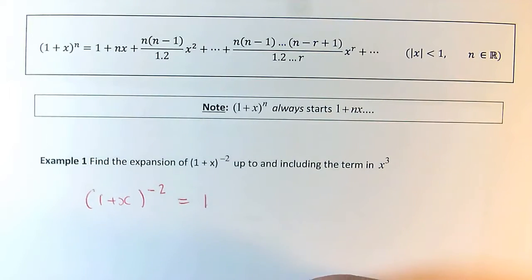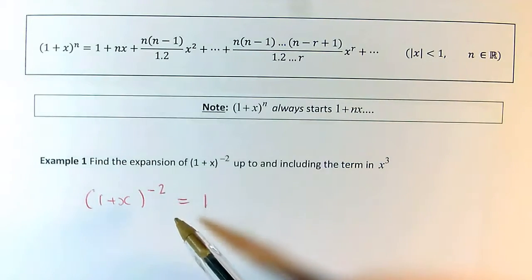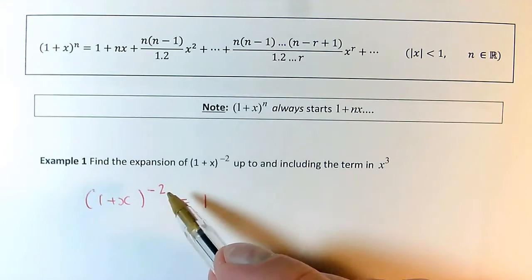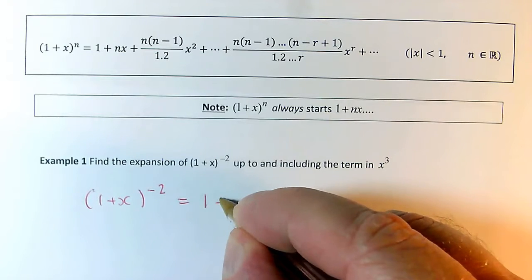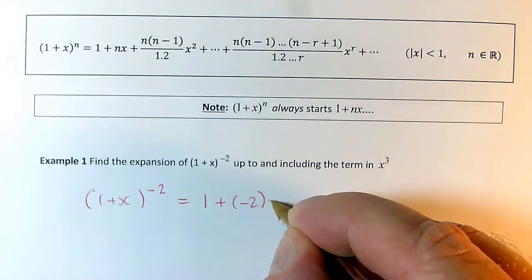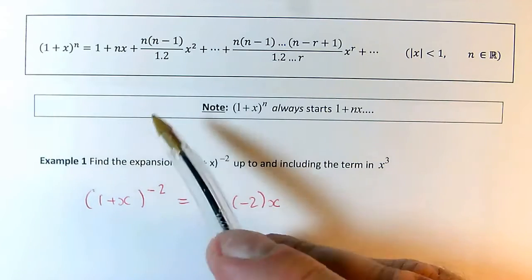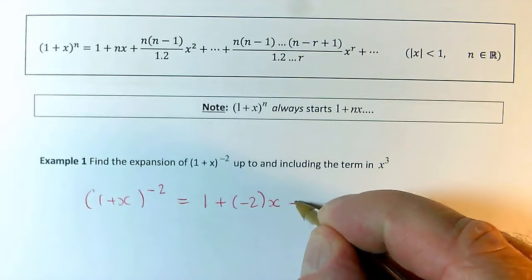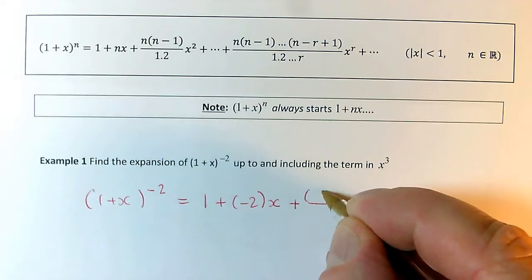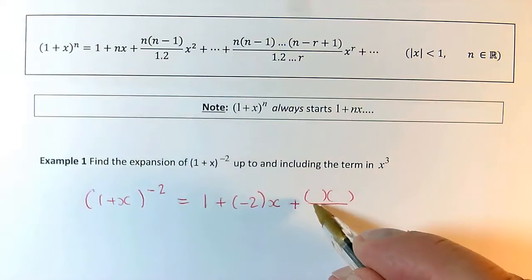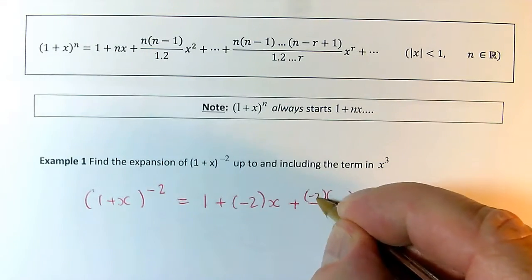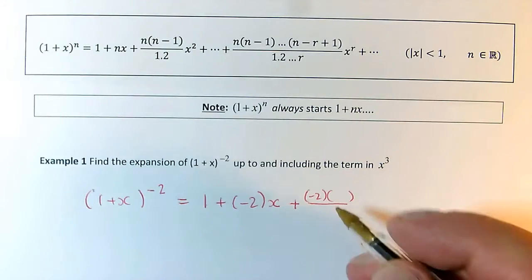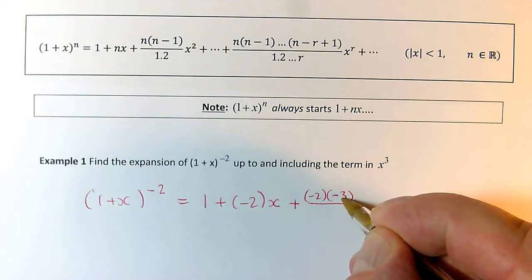The starting term is easy, it's 1. The next term is n times x. My n is minus 2 because n is the power that we've got on the bracket. So 1 plus minus 2 times x. The next term is n times n minus 1 as the top of a fraction. So I'm going to have something times something on the top of the fraction. Well, the first term is n, that's my minus 2, that's still the power, and I've got to take away 1. Remember, when we take away 1 from minus 2, it gets to a bigger minus, so it's minus 3.